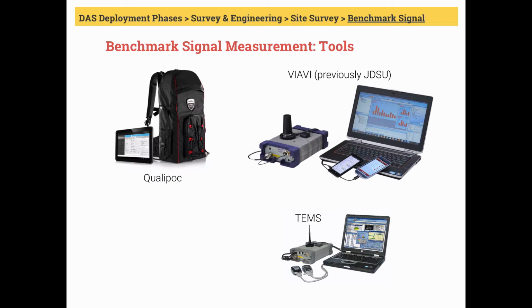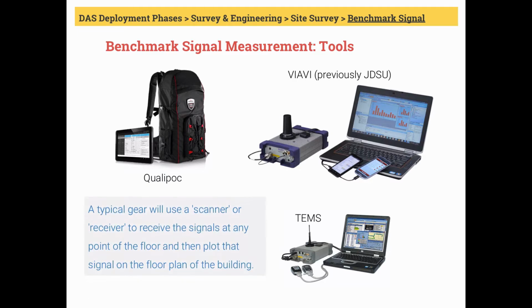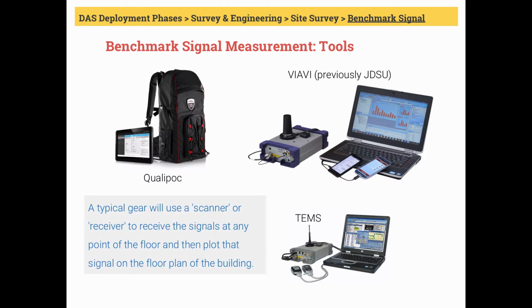There are quite a few tools available in the market. For large areas such as venues, it's standard to use tools such as Qualipoc, JDSU or Viavi, Thames, Nemo or Xscale gears. These gears are a combination of hardware, for example, a laptop with dongles or scanners, and software that captures and plots signals over a floor plan. Basically, a typical gear will use a scanner or receiver or even a phone to receive the signals at any point of the floor and then plot that signal information on the floor plan.